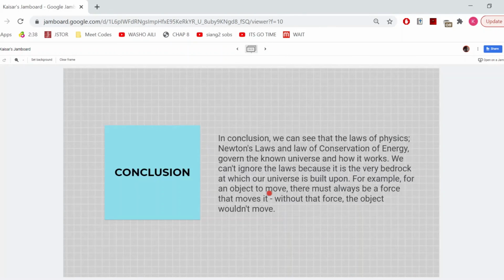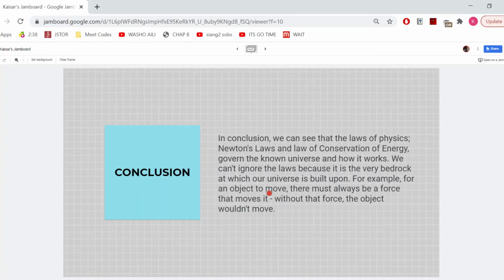So in conclusion, we can see the laws of physics, Newton's laws, or the laws of conservation of energy, govern the known universe and how it works. We can't ignore the laws, because they are the very bedrock, or the very foundation of our world. Nothing would make sense without the laws of physics. So we really can't ignore those laws.